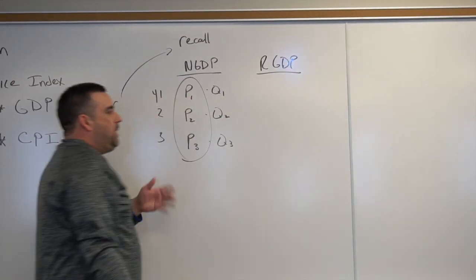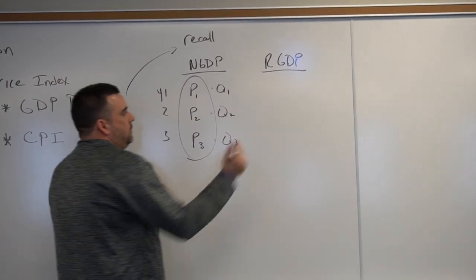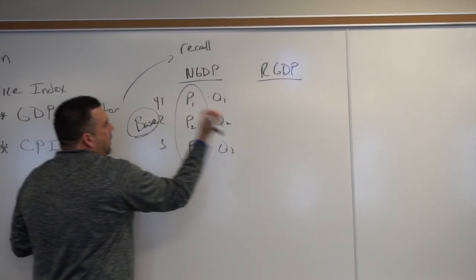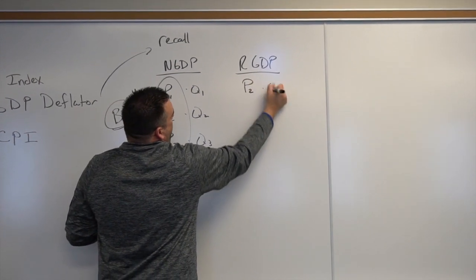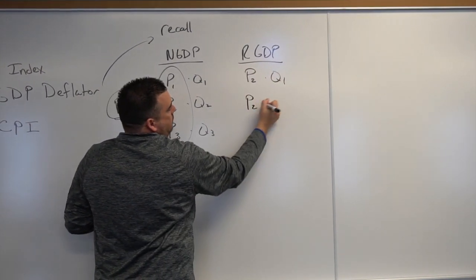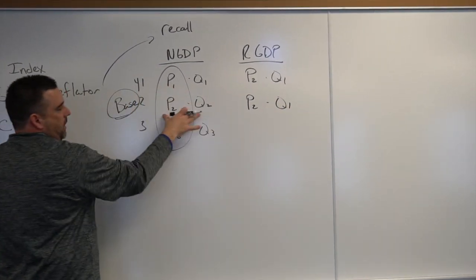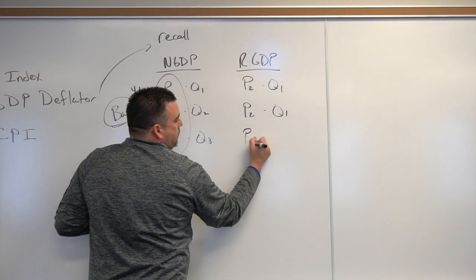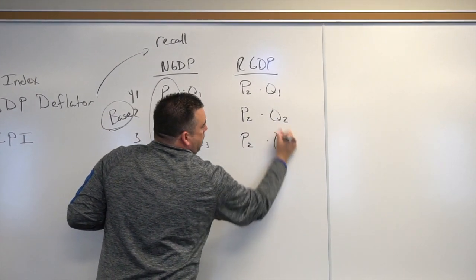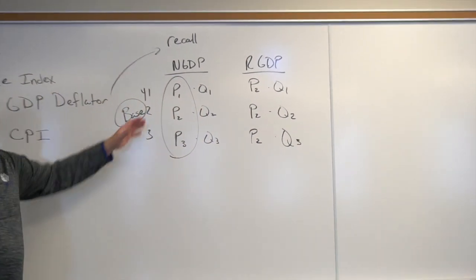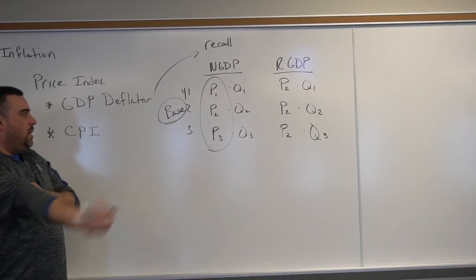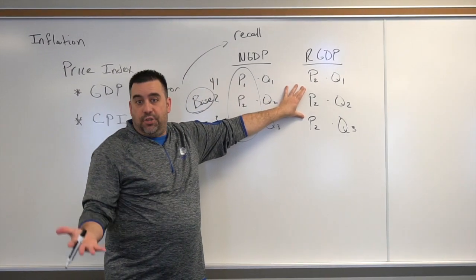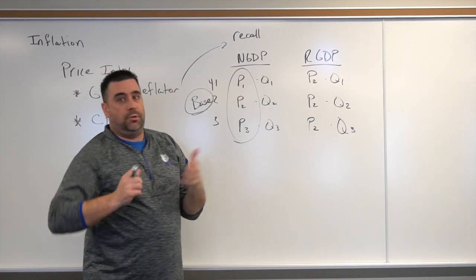Right? When we looked at real GDP, we had some constant price that we used. If we made year 2 the base year, for example, we would say the price in year 2 times the quantity in year 1. And again, remember, in the base year you're going to get the same answer. So we have the same formula. And then down here, we had the price in year 2 times the quantity in year 3. So we have our prices and quantities kind of meshed up. In one instance we have price changing, in one instance we have price not changing, and that was the whole reason why we switched to real GDP.